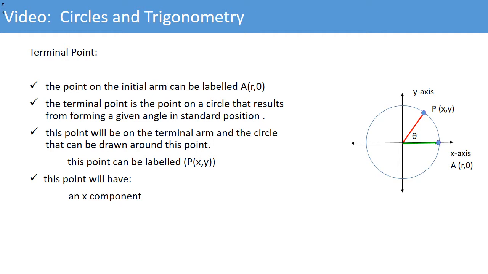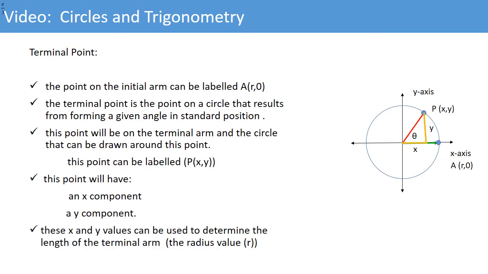This point will have an x component and a y component. The x and y intersect at a 90-degree angle. These x and y values can be used to determine the length of the terminal arm. We will use the letter r to indicate this radius value. Keep in mind the radius is the distance from the center of the circle to the outside of the circle.